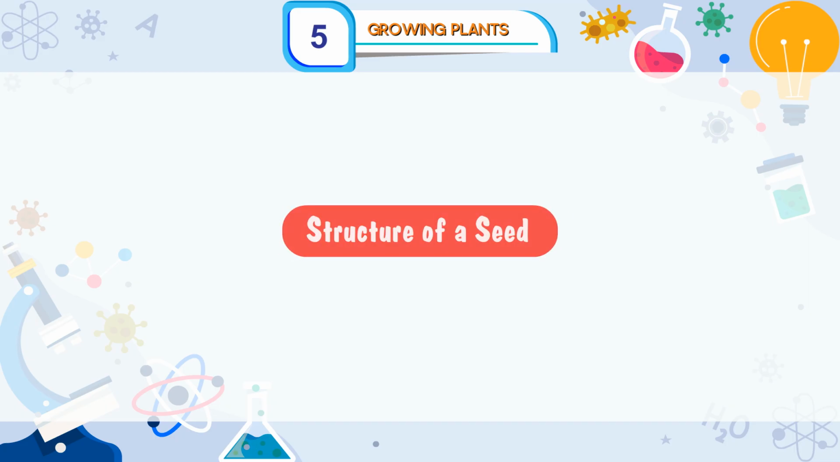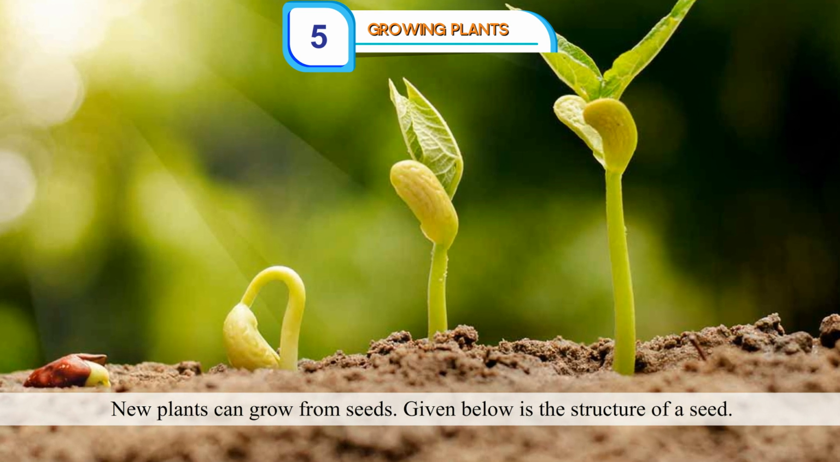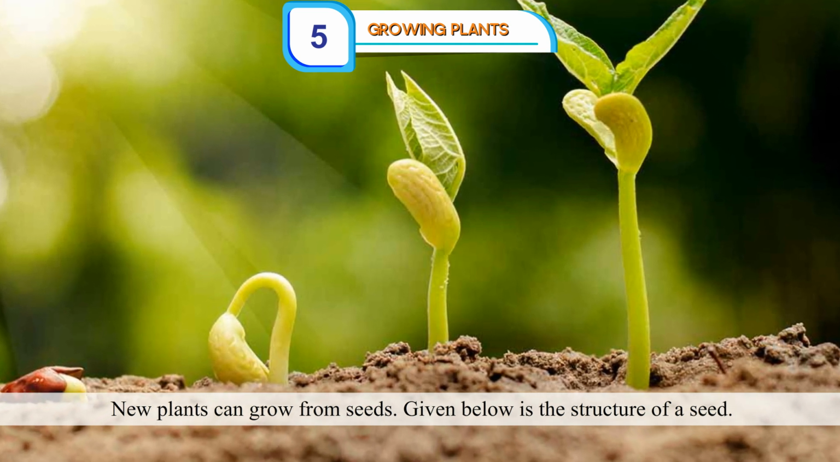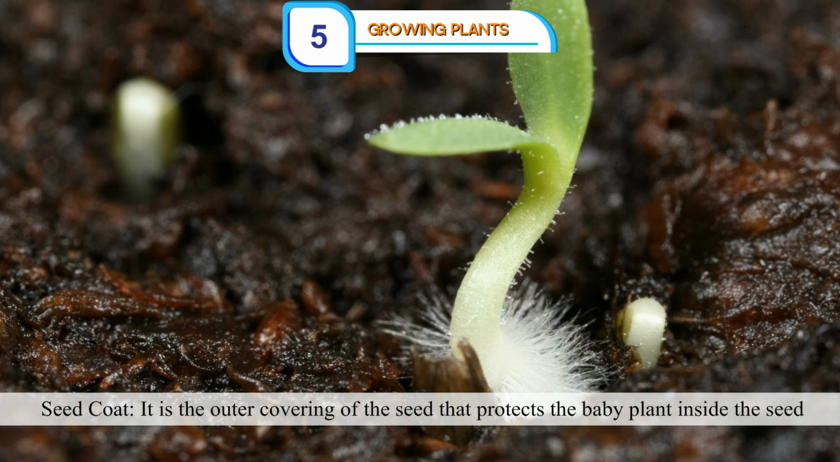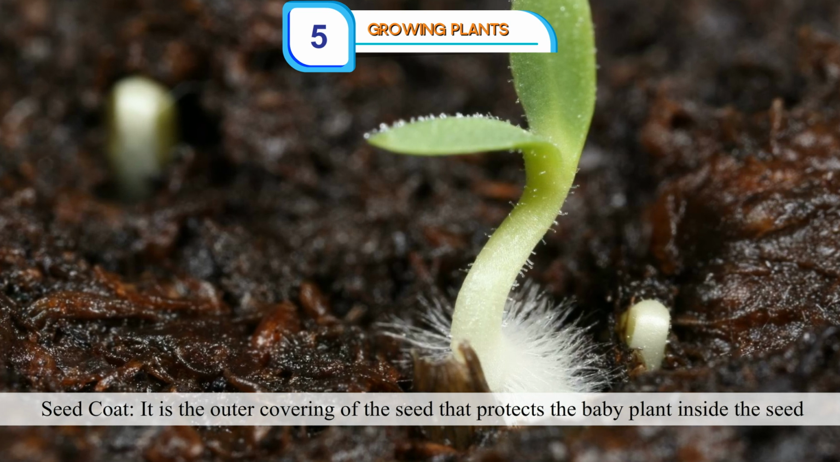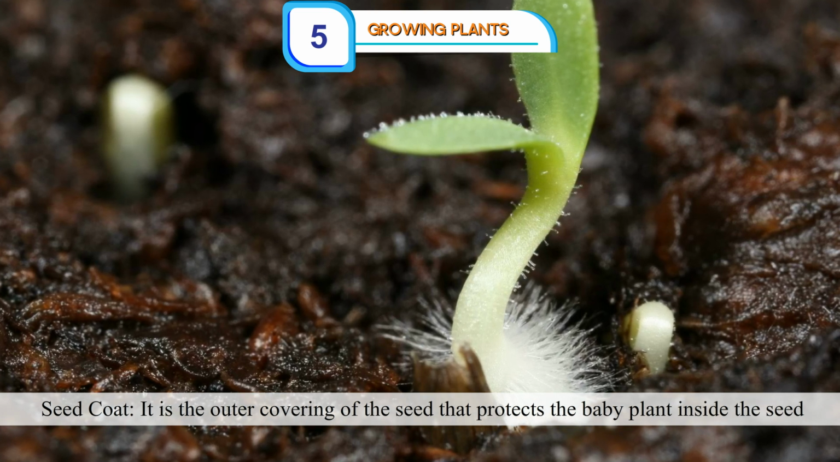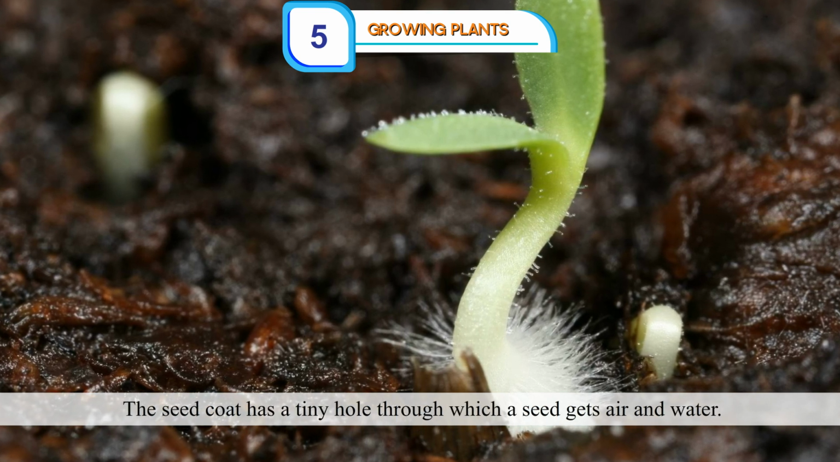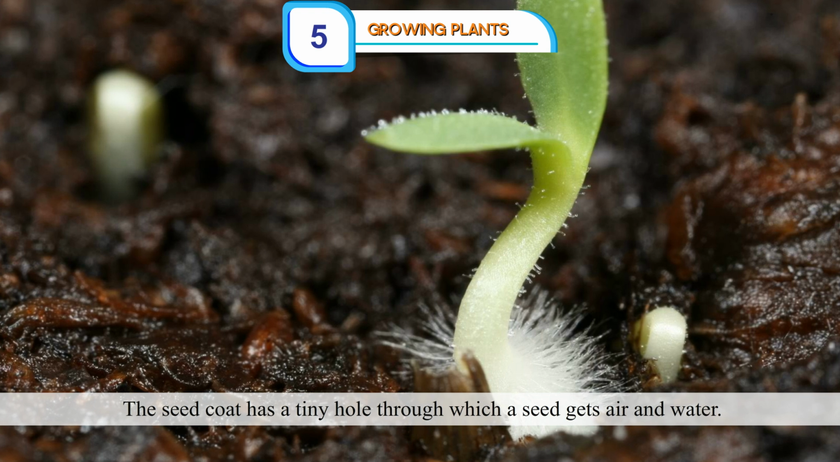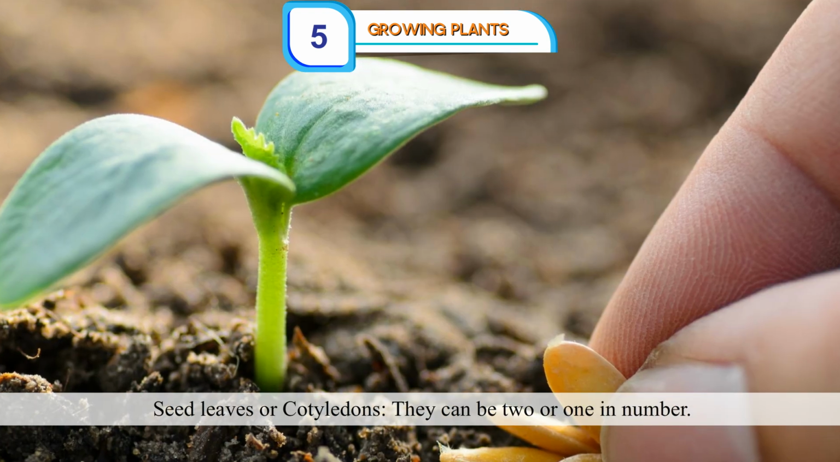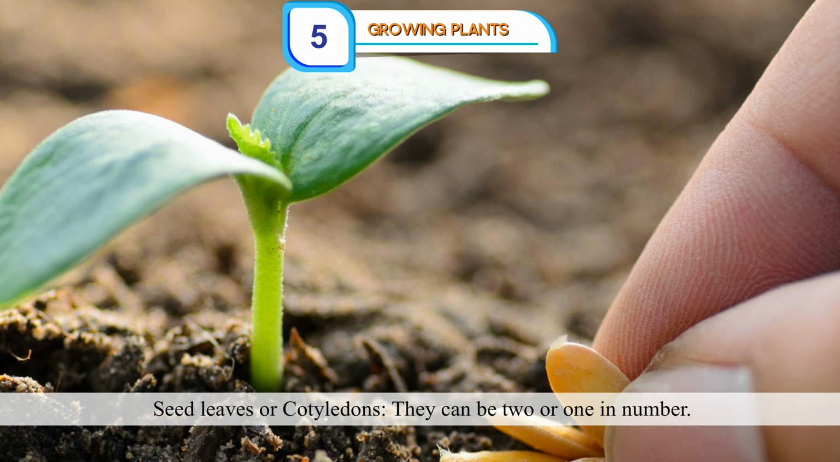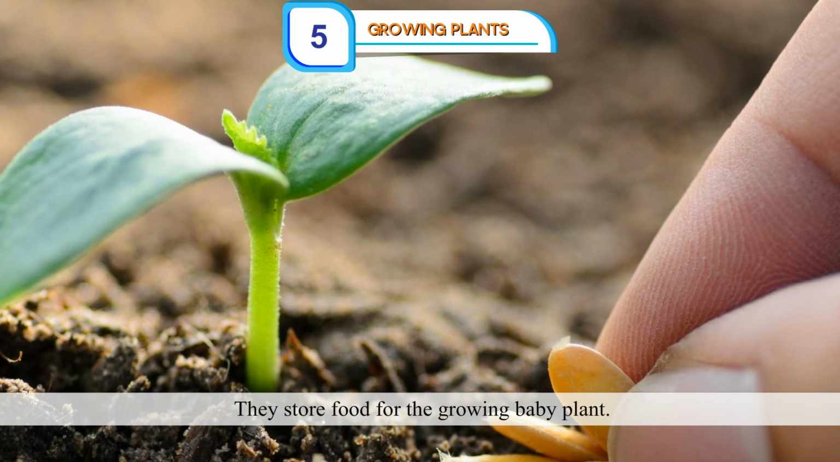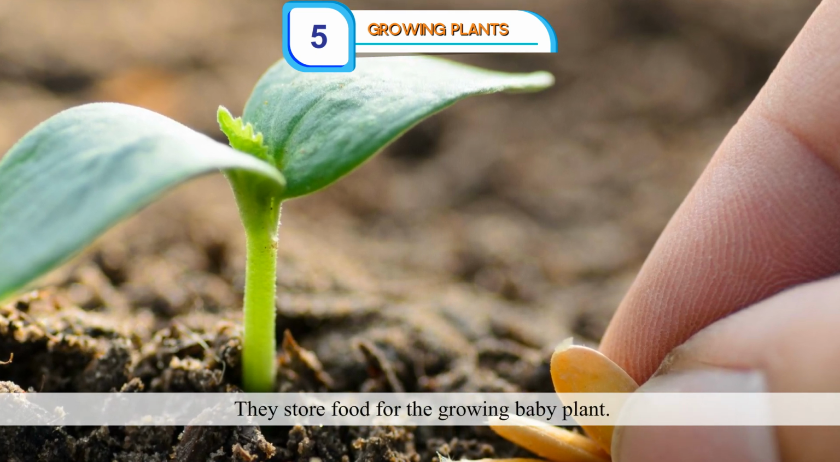Structure of a seed. New plants can grow from seeds. Given below is the structure of a seed. Seed coat. It is the outer covering of the seed that protects the baby plant inside the seed. The seed coat has a tiny hole through which a seed gets air and water. Seed leaves or cotyledons. They can be 2 or 1 in number. They store food for the growing baby plant.